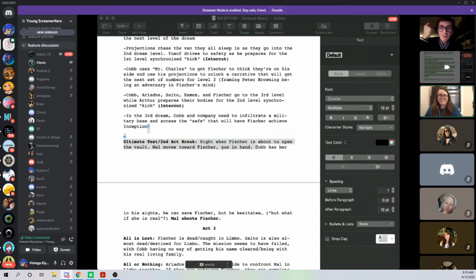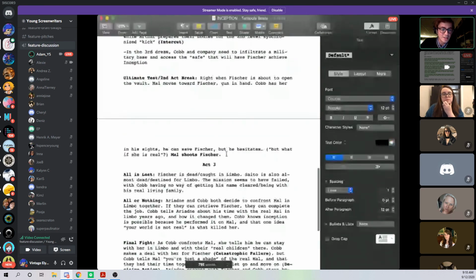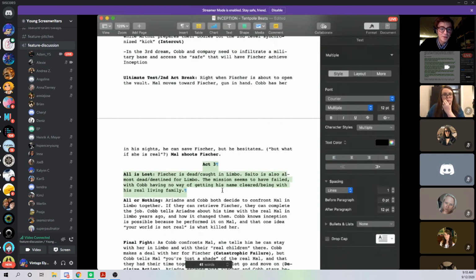But the great thing about this is they fail because Cobb makes the wrong choice because of his flaw. It's all integrated together. That's why that moment works. It's not just an arbitrary obstacle that was too hard. No, it's the protagonist made the wrong choice. And now we transition into the all is lost moment in Act 3.